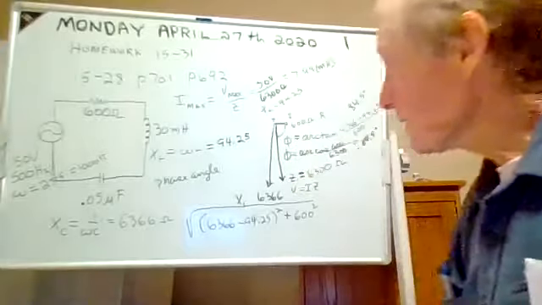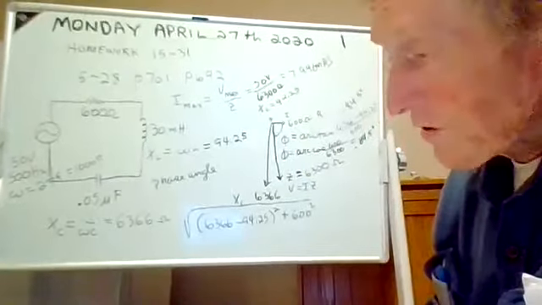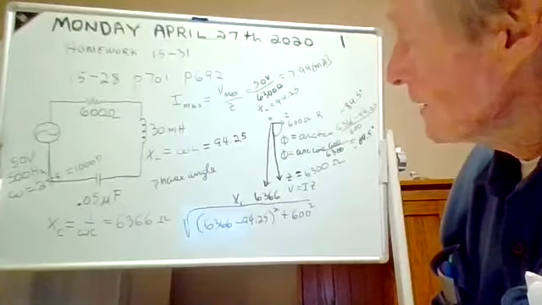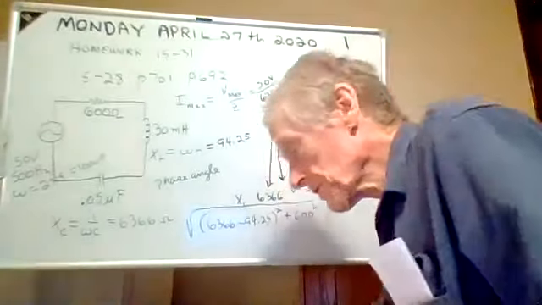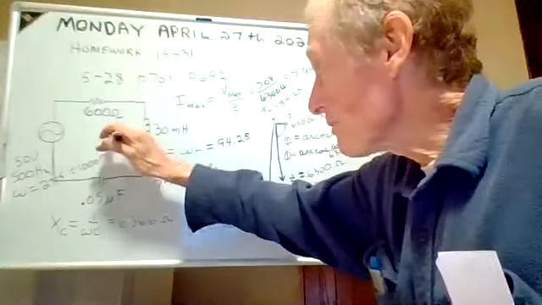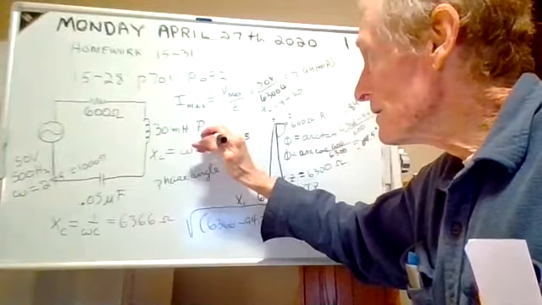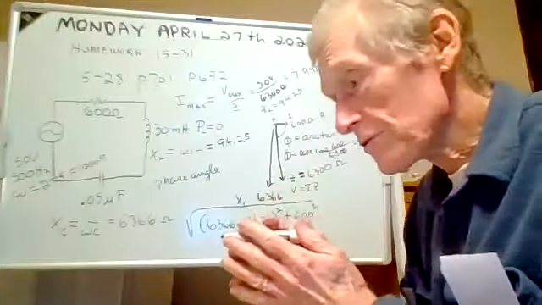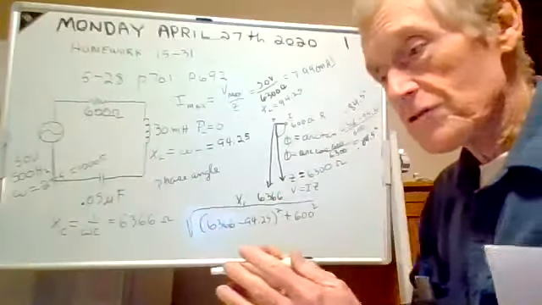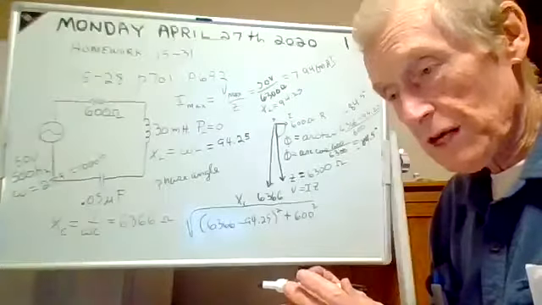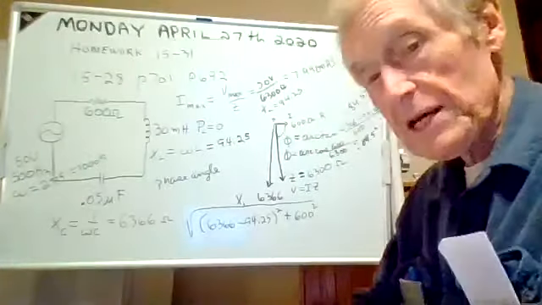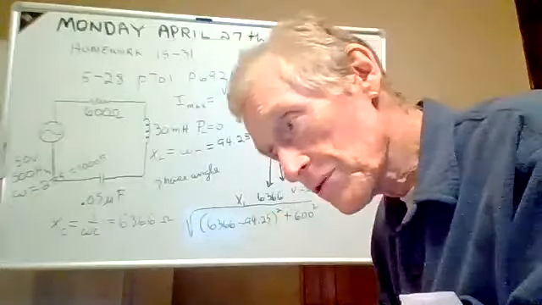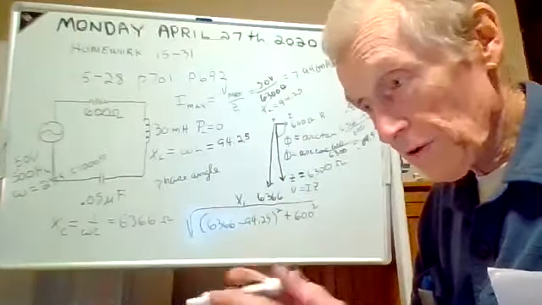All right, before we do another one, let me show you about the average power. Did you know that the average power of the inductor is zero? The reason is that inductors store energy, but they give it back. Whatever energy they store in the magnetic fields, they give back the same amount 60 times a second. So the total energy stored or given back when you total them up is zero.